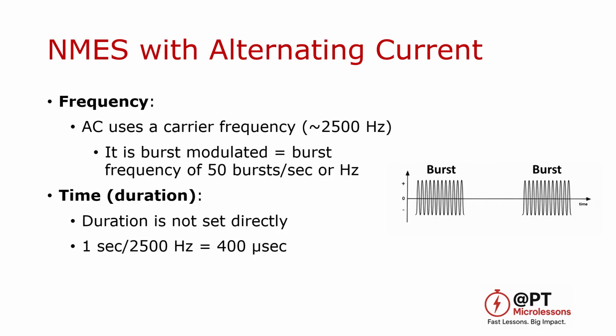The frequency for alternating current is the carrier frequency, and since it is burst modulated at 50 bursts per second, that is our frequency. That is right in the ideal range of 50 to 80 pulses per second, or hertz, that we discussed in the NMES settings.